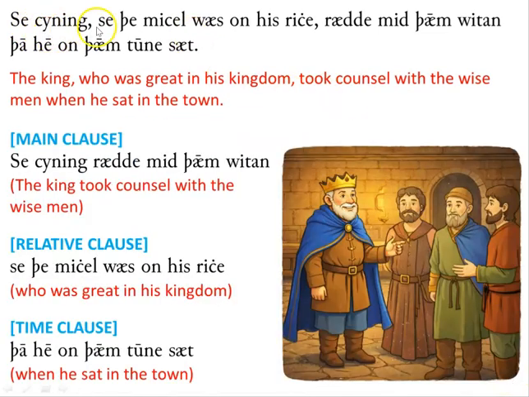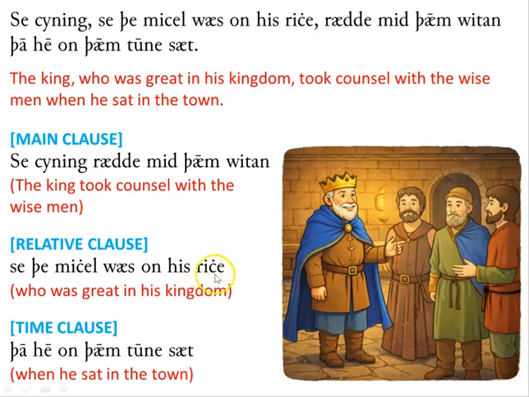Here we go. Se cyning, se the micel waes on his rice, a long I too, by the way, rade mid tham witan, tha he on tham tune sat. The king, who was great in his kingdom, took counsel with the wise men when he sat in the town. So the main clause is se cyning rade mid tham witan. Remember, there's a double D there. Rad, de, double D. Right? Both D's are pronounced. Mid tham witan. The king took counsel with the wise men. That's the main clause. It can stand on its own as a complete sentence. It doesn't need anything else.